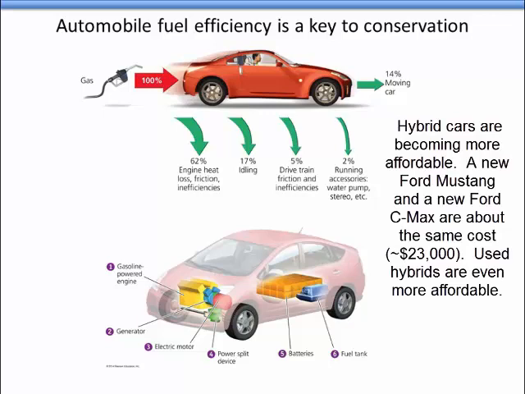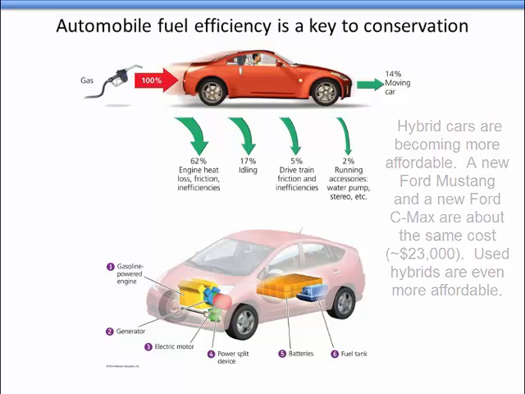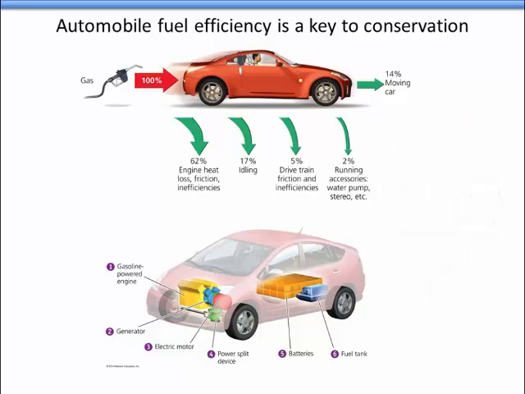The Ford C-Max gets an estimated 42 miles per gallon, or MPG, and 37 MPG on the highway. The Prius gets an estimated 51 miles to the gallon in the city and 49 to the gallon on the highway. The Chevy Volt gets approximately 42 miles to the gallon. Compare this to a Ford Focus, which is a conventional car, which only gets 26 miles to the gallon.